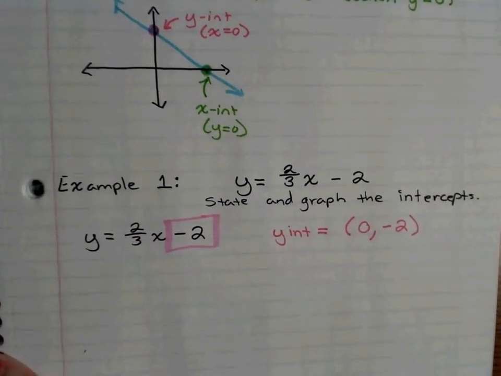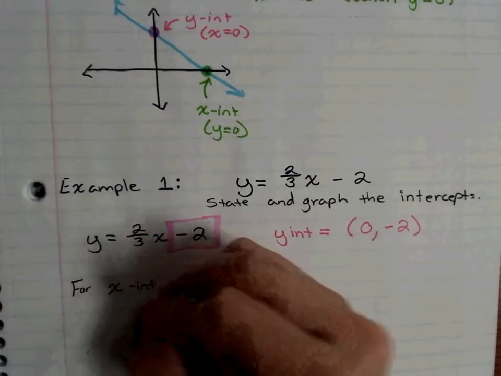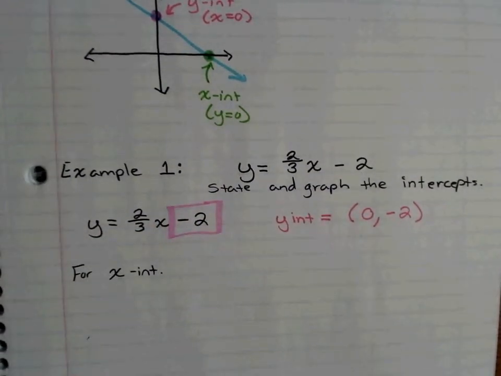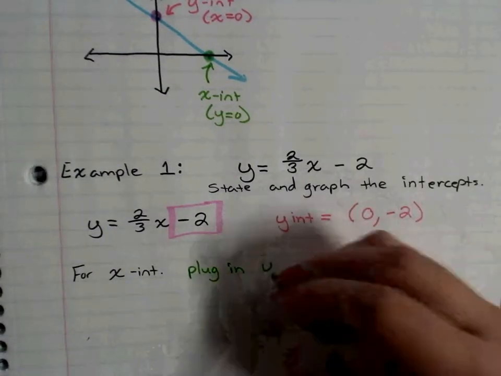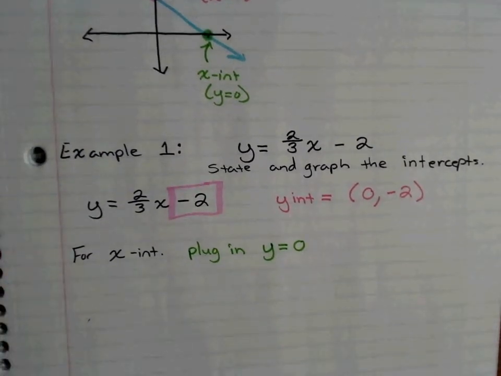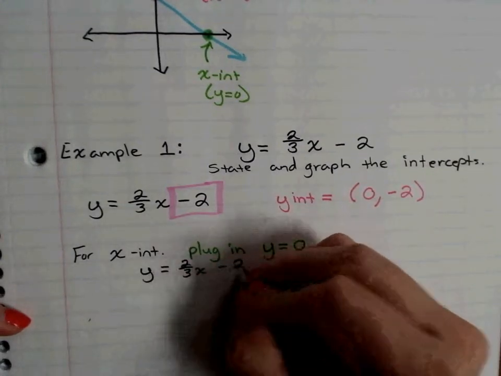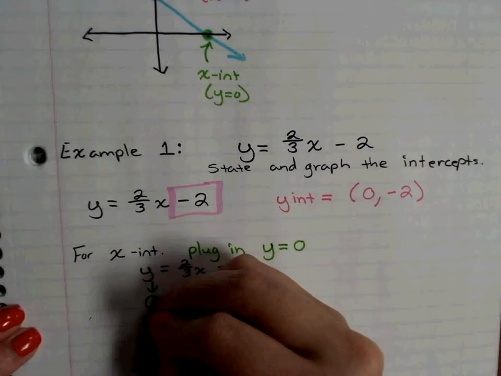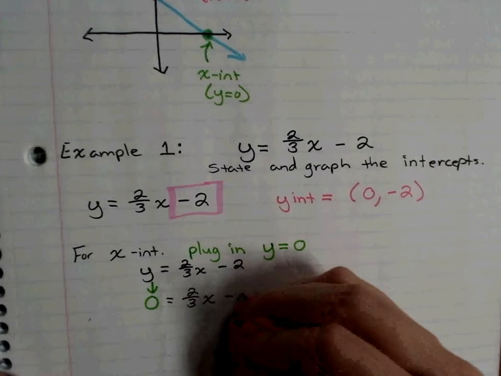Okay, now for the x-intercept, when we're talking about the x-intercept, we're going to plug in y equaling 0. So we're going to replace y with a 0. So instead of y equaling 2/3 x minus 2, it's going to be 0 equals 2/3 x minus 2. And then we just solve.